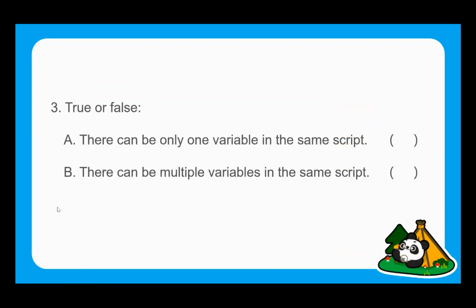And number 3, are the below statements true or false? So one of these is true, one of these is false. Which one do we think it is? There can be only one variable in the same script, or there can be multiple variables in the same script. Hopefully everyone knows the answer to this. It is, of course, that B is correct.